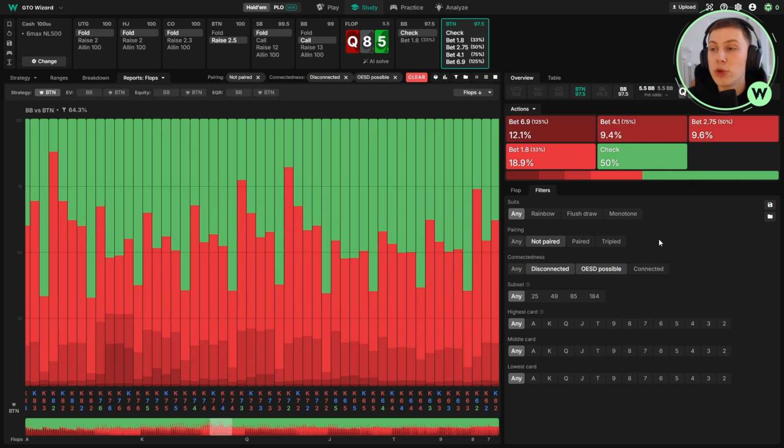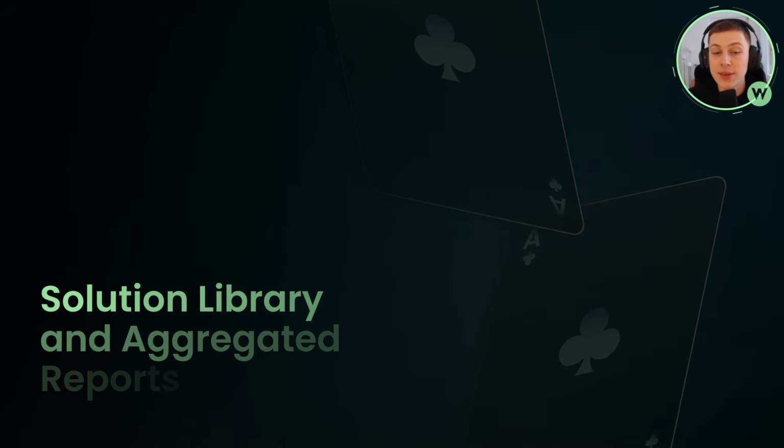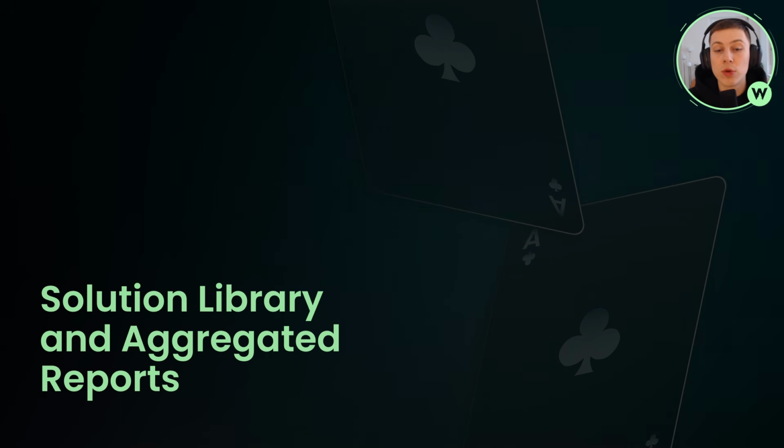So in general, the solution library with the aggregated reports gives us a great first impression of the spot. It helps us to understand the overall tendencies, on which textures we want to bet smaller or bigger, and where we should bet more or less frequently. We can also apply filters, for example by board texture, suits, or connectedness, to focus on specific types of flops.